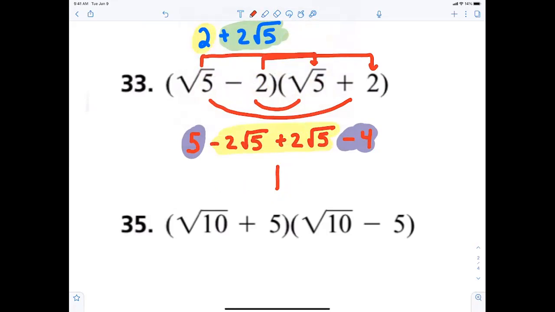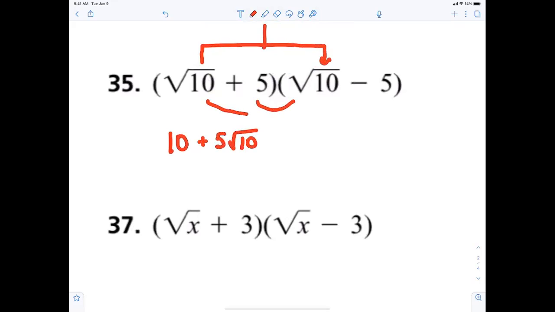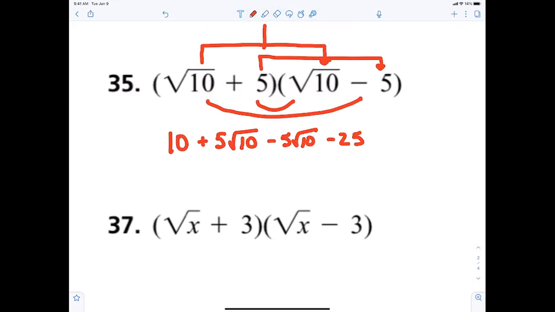All right, let's see if I'm teaching you something. Square root of 10 times square root of 10. First smiley face: plus 5 radical 10. Second smiley face: minus 5 radical 10. Final: minus 25. After all that, a lousy -15. Because what happened to the middle terms? They cancel out. All right, I'm pretty happy with you guys.